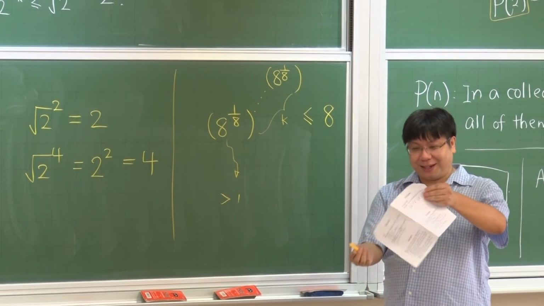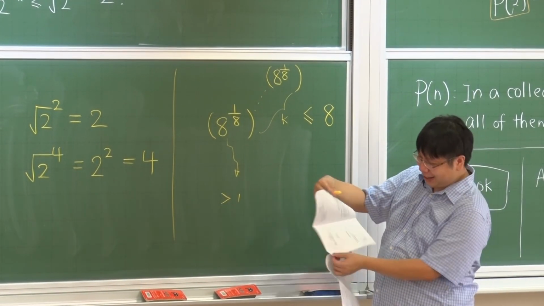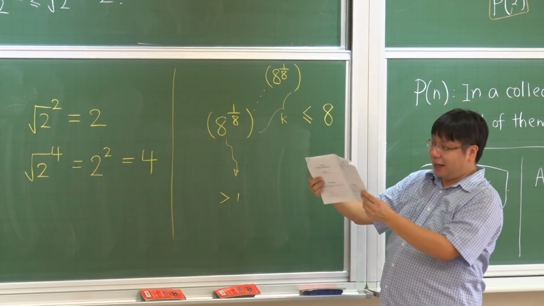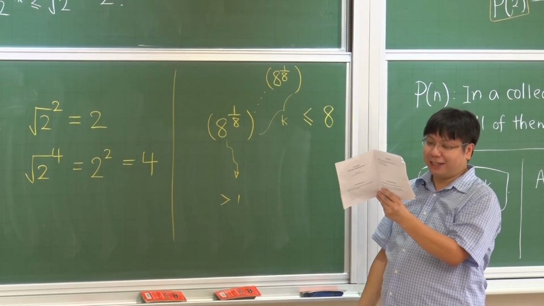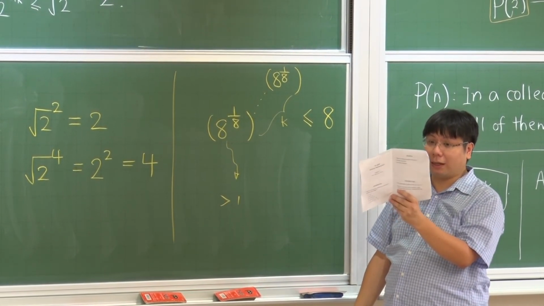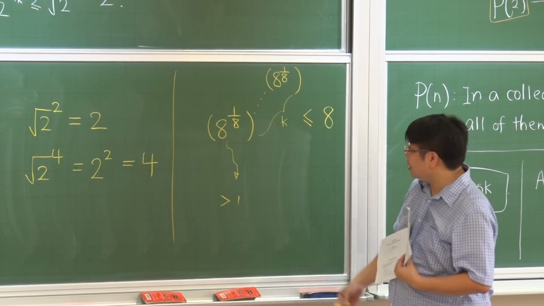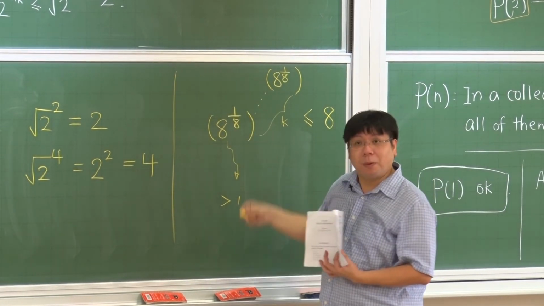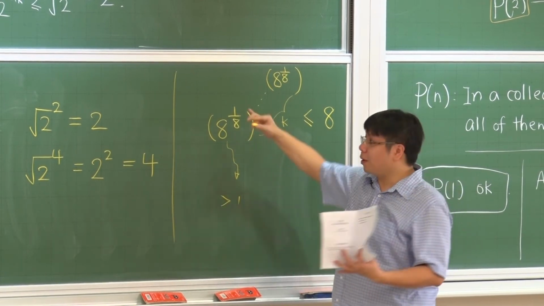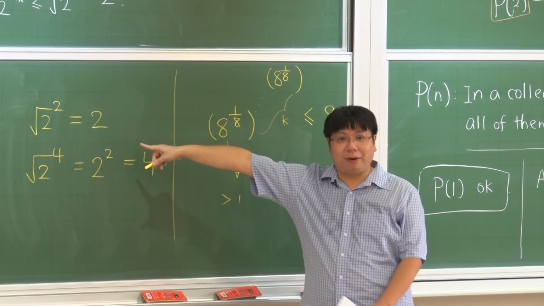Is it smaller? Let me take a look. Okay. So how large is this number? Oh, I didn't copy it here. So this number is smaller than square root 2. It's something like this number itself is smaller than square root 2. So if it is smaller than square root 2, the limit will be smaller than 2.